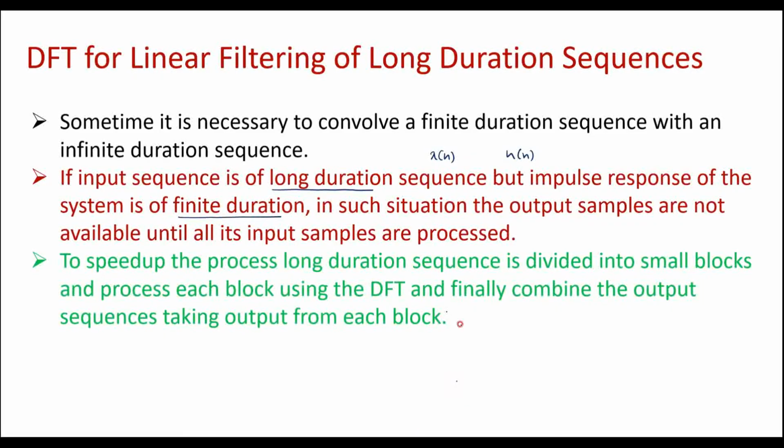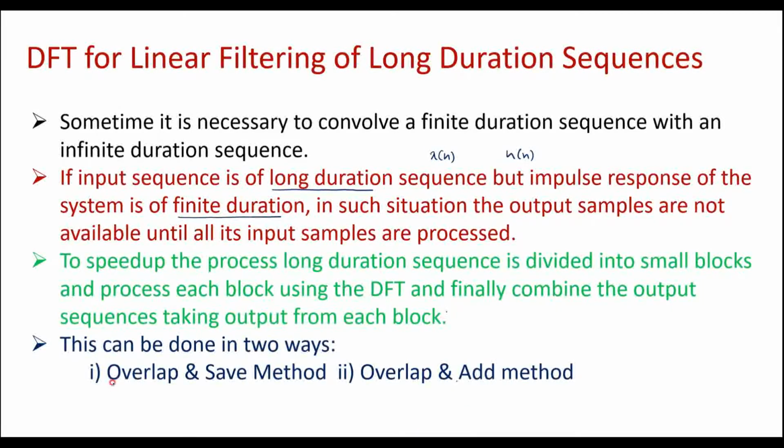So this process can be done in two ways. One is known as the overlap and save method. Another method is known as the overlap and add method. So in this video, we'll study the overlap and save method. Now we'll consider the overlap and save method. This method is used to perform the convolution of a finite duration sequence with an infinite duration sequence. Here infinite means a long duration sequence. Now we'll see how to perform the overlap and save method.